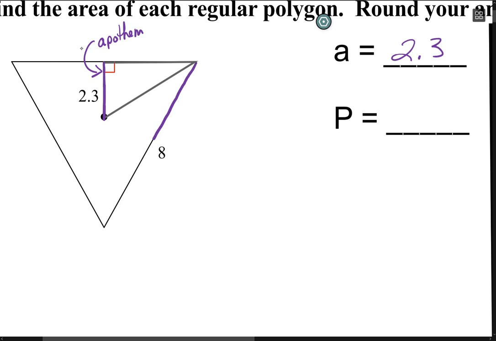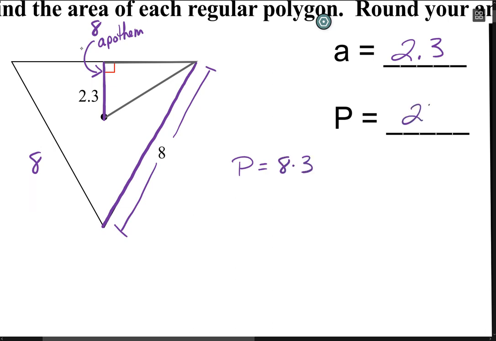What about this one? What does this 8 represent? The length of that whole side, right? So since it's regular, that makes this 8 and this 8, right? So the perimeter would be 8 times what? Or 8 plus 8 plus 8. What do you get?